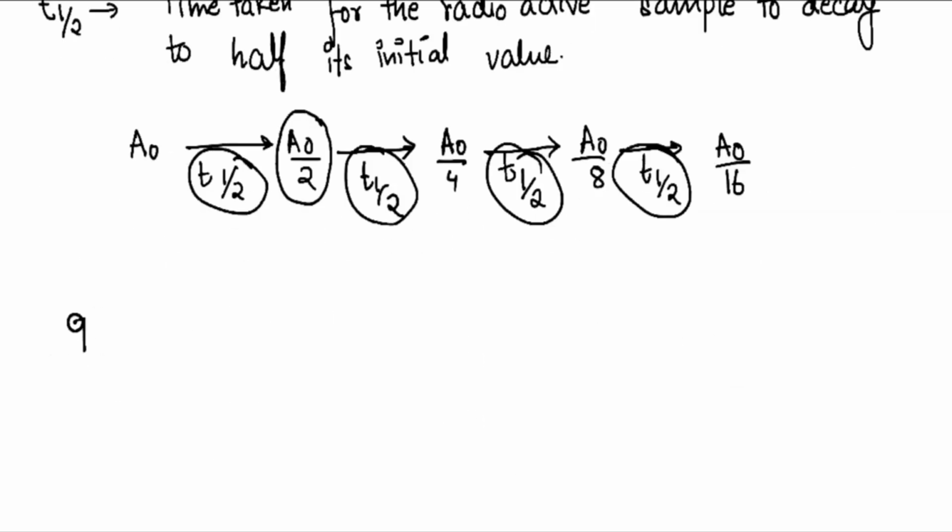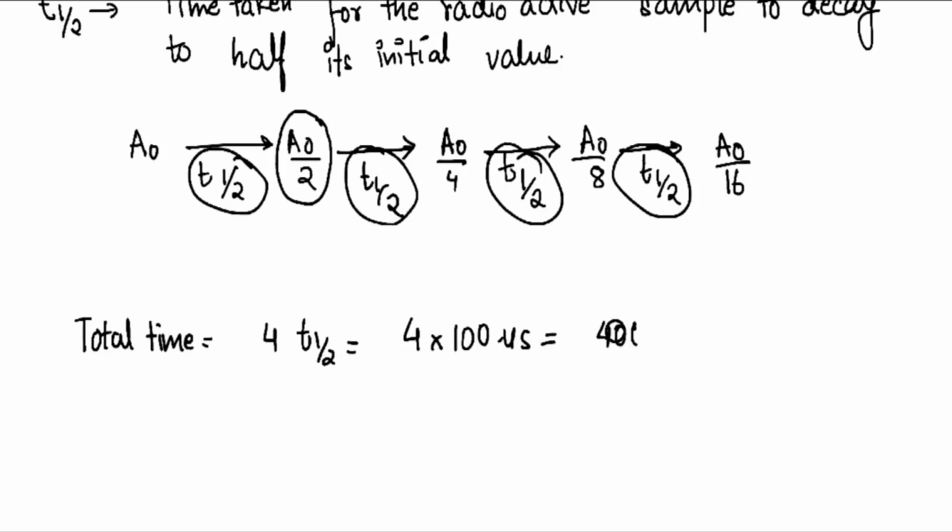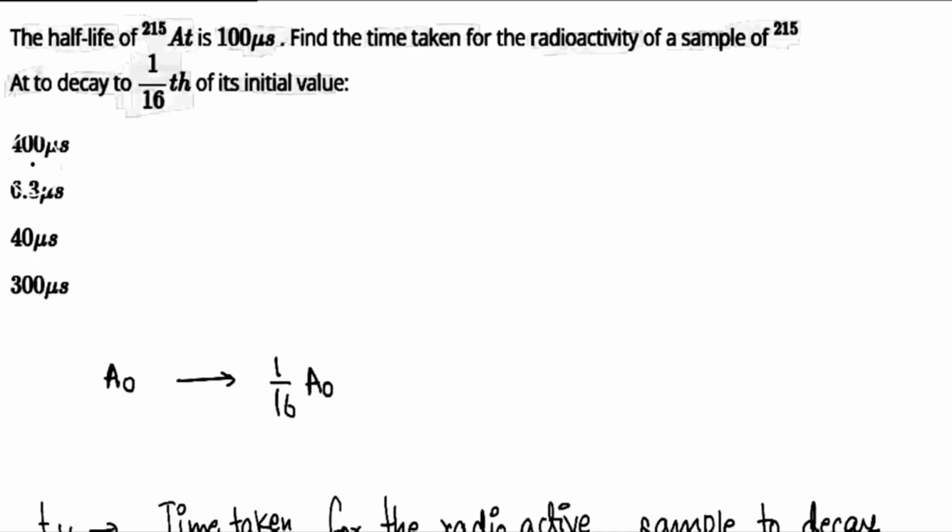That means the total time will be equal to 4 times T half, that is 4 times 100 microseconds. This will be equal to 400 microseconds. Got it? So we didn't use the formula and we found the answer. If you do it this way, it will be very efficient. Understood? So our answer will clearly be option A, that is 400 microseconds.